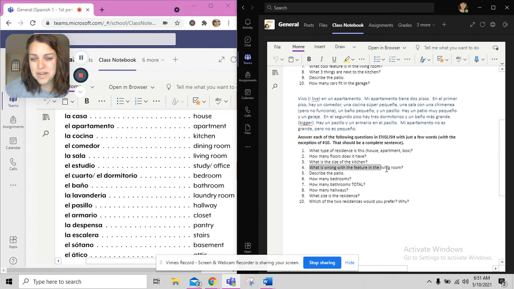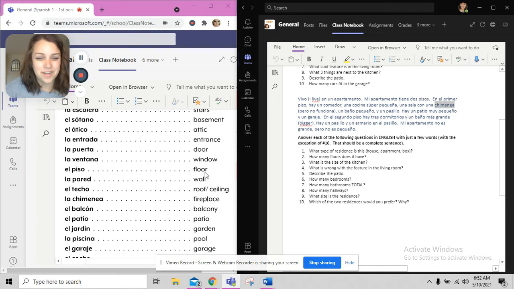Number 4, número 4, what is wrong with the feature in the living room? Okay, so let's see. Maybe you don't know what the feature is in the living room. So figure out what is in the living room first. So find the word for living room right here, la sala. So find the sala. And then what's the thing in the sala? Oh yeah, this double weird word again, chimenea, for a fireplace, right? But what's wrong with it? And it says pero no funciona.